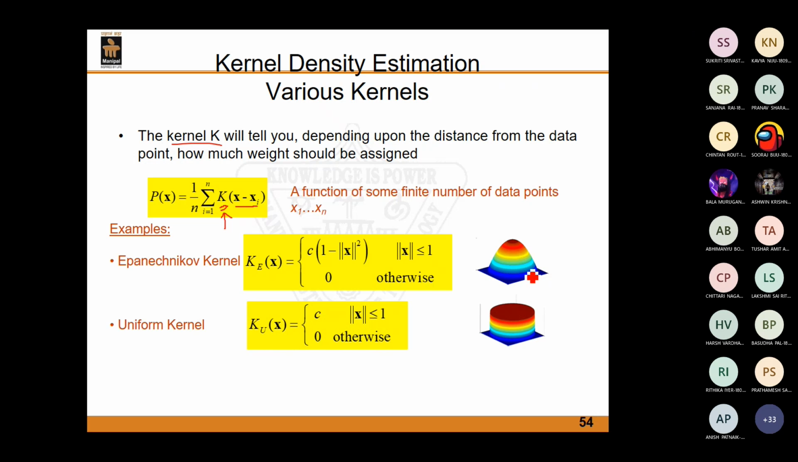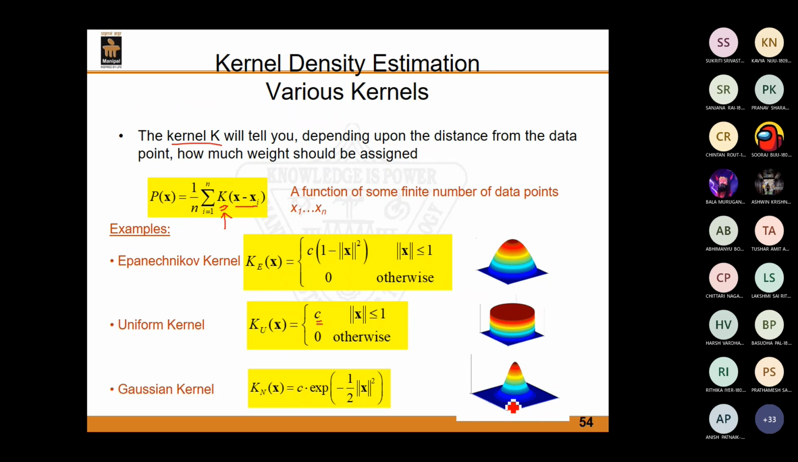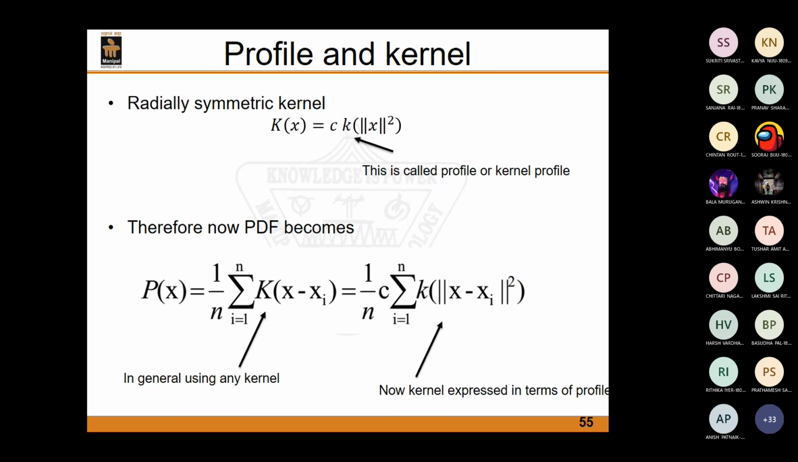For the uniform kernel, it is uniform throughout. If this is the circular region of interest, all the data points present within the circular region will have a uniform weight, which is given by C. And the Gaussian kernel, as shown over here, is different from the Epanechnikov kernel. In the Gaussian kernel you have a larger peak, and the weights reduce rapidly with distance.